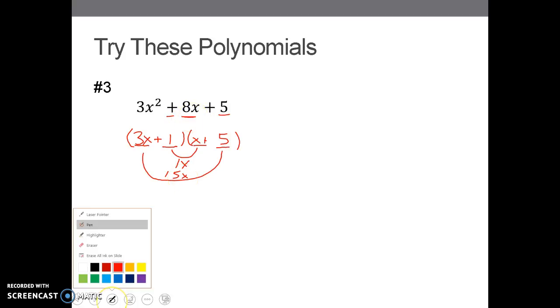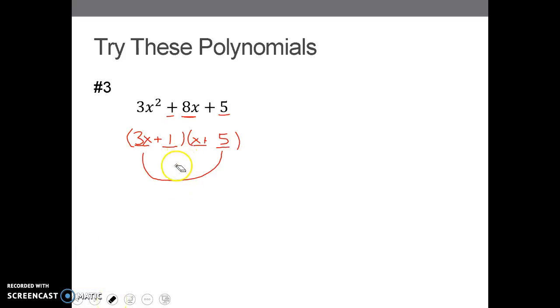So this is where we're going to have to just guess and check, and I'm going to have to erase some of the things that I've done here. Maybe I'm not going to put the 1 here and the 5 here. I'm going to have to switch those around, and I'm going to put the 5 here and the 1 here. And I'm going to check them again. 5 times x is 5x. 3x times 1 is 3x. And now you can see 5x plus 3x does give me 8x.